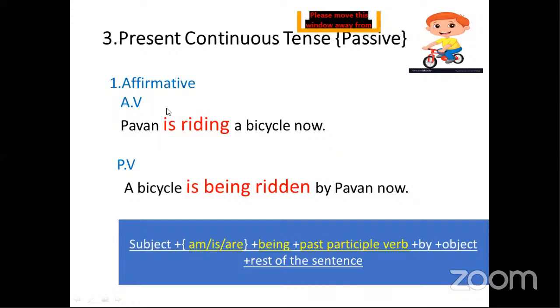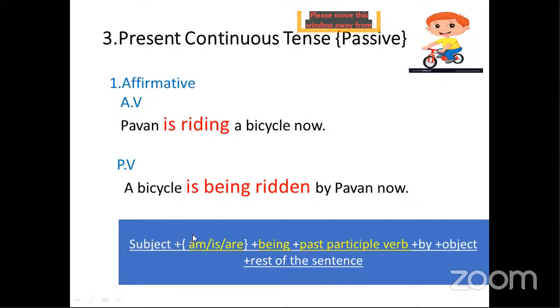So here, Pawan is the subject given in our active voice sentence. Who is the subject or the doer? Pawan. And what is the verb here? Is riding is the verb here. And a bicycle is the object, and now we can categorize the rest of the sentence part. Just to remind you, right? So I have taken the object of this given sentence, a bicycle, as the subject of our sentence, right?